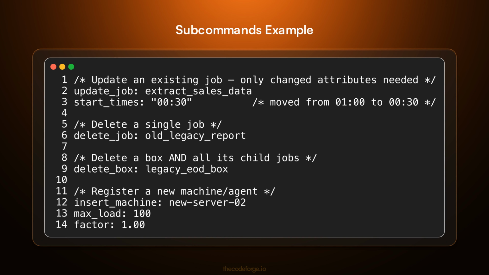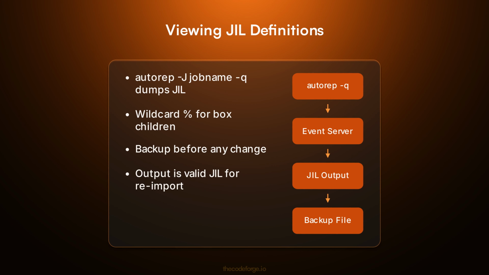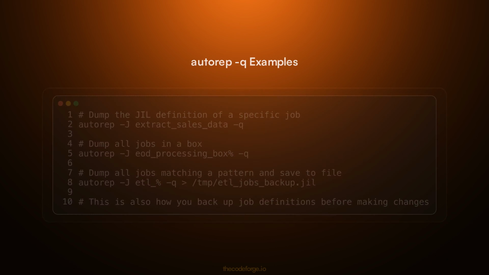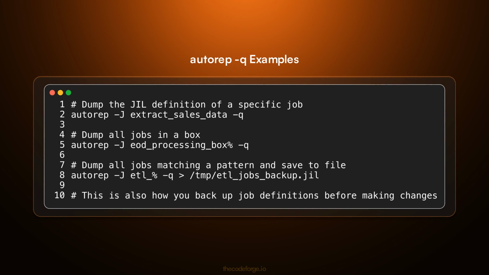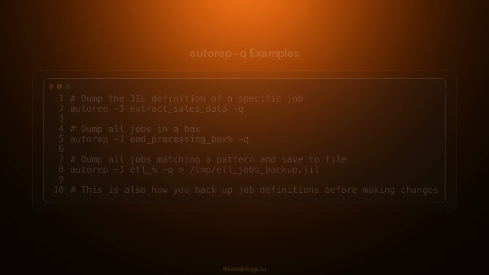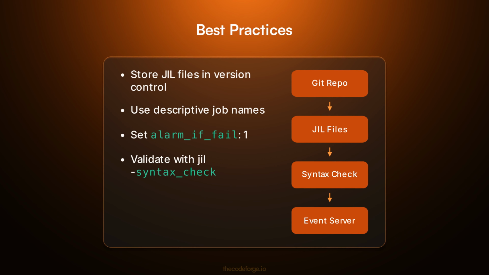Use with extreme caution. The autorep command with Q flag is your best friend. It dumps the exact JIL definition of any job, which you can redirect to a file for backup or editing. Use the wildcard % to dump all jobs in a box. Always run this before any delete operation. It's your safety net.